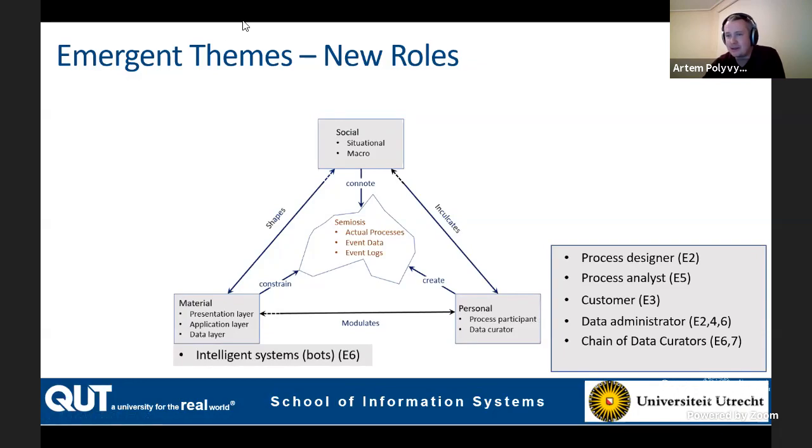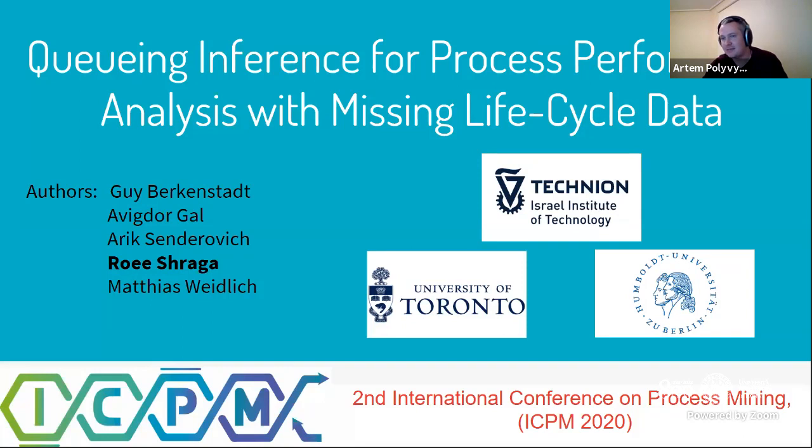Okay, the third paper of today of this session is Queuing Inference for Process Performance Analysis with Missing Life Cycle Data. And this is a paper by Guy Berkenstadt, Victor Gall, Arik Shenderovich, Roy Schraga, and Matthias Weidlich. And Roy will present the paper.